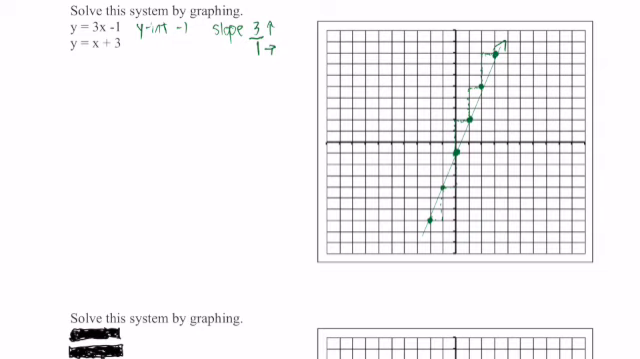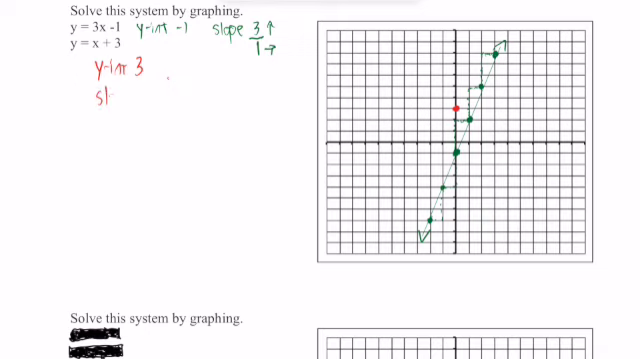And I stick arrows on the ends. Now let's take a look at our next equation. Y equals x plus 3. This would start with a y-intercept of 3. So we can put a point at 3 on the y-axis.